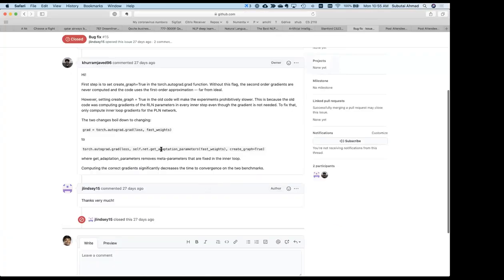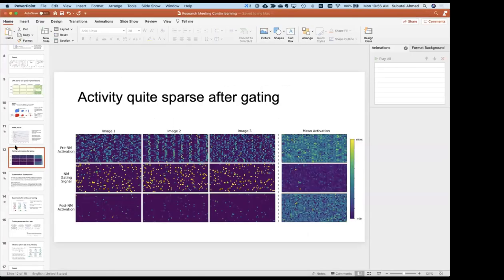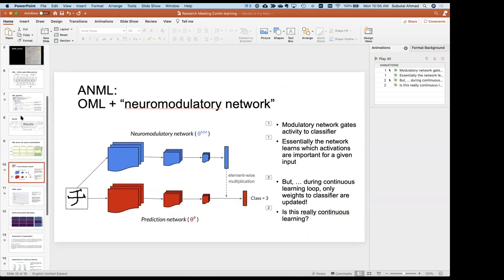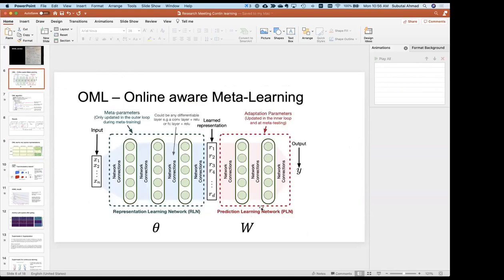Yeah, I had one more comment when you talk about freezing. You said it's a bit disappointing, but it's not that different from ANML to OML, because in OML, theta is the convolutional part, the first four layers, and W is the fully connected, the last two. So the convolutional layers are also frozen there during the inner loop, and they're updated in the outer loop.